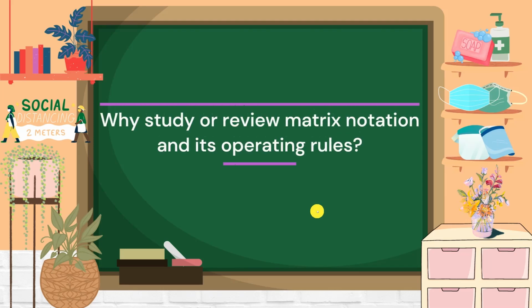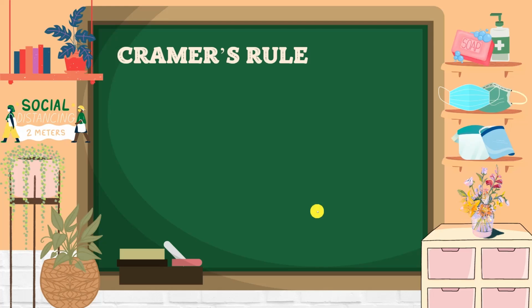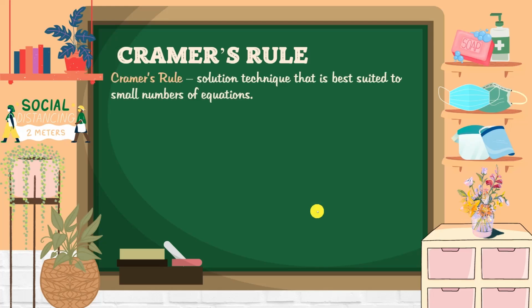So, you will be questioning why are we having a mathematical background about matrix notation or matrix solution or matrix operating rules. Why? Because it will be applied in our methods such as Cramer's rule. Cramer's rule is a solution technique that is best suited to small numbers of equations. Let's have first the concept of determinant before we apply Cramer's rule. So that is one of the reasons why we have a series of mathematical background about matrix and matrix operating rules.